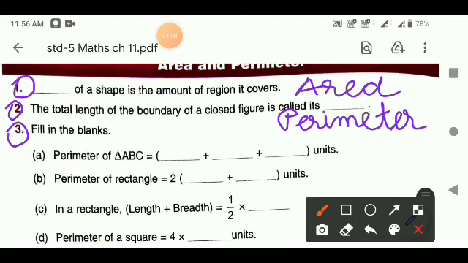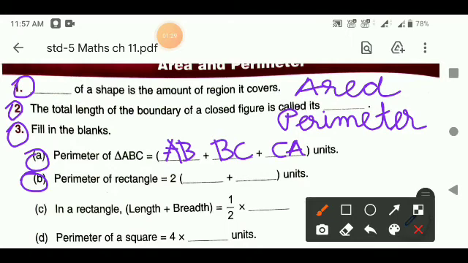Then third, fill in the blanks here. A1, perimeter of triangle ABC. So here AB plus BC plus CA, and here units. We have to do here also the sum of sides.